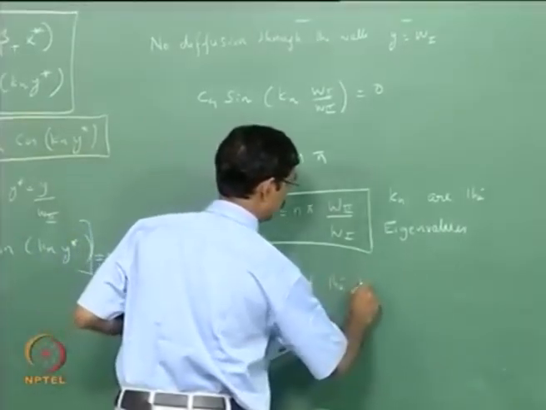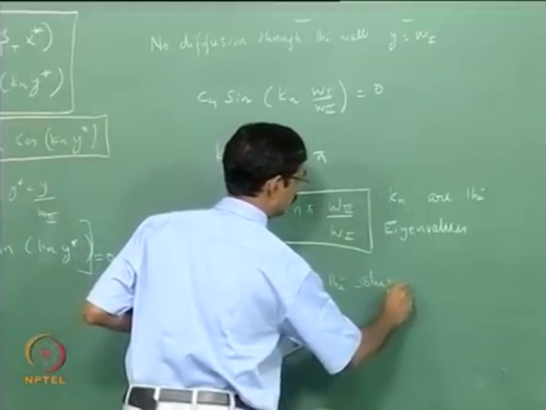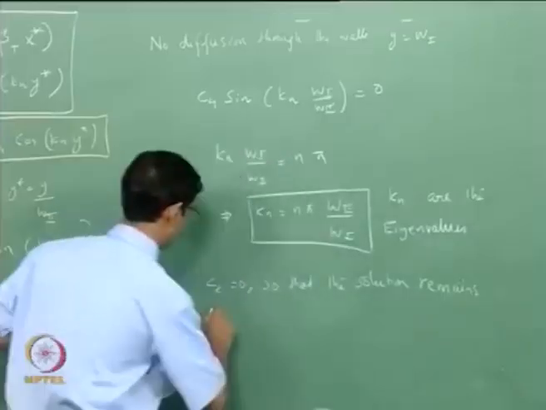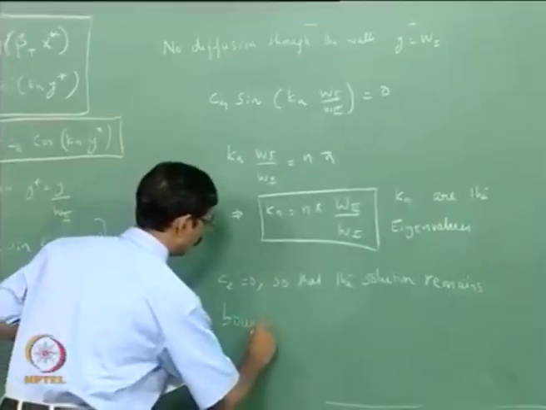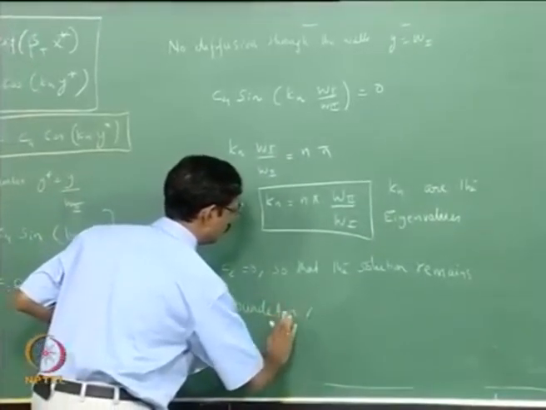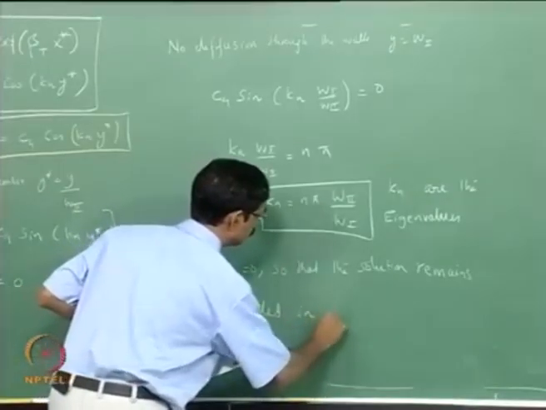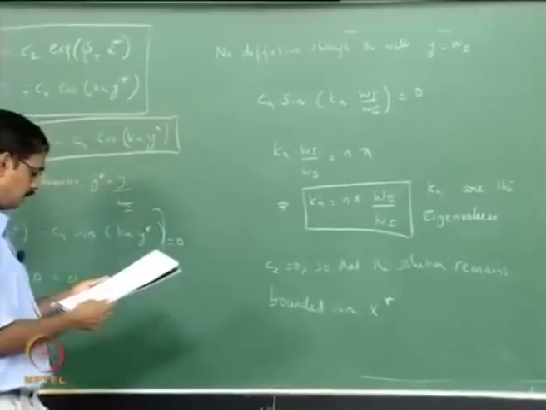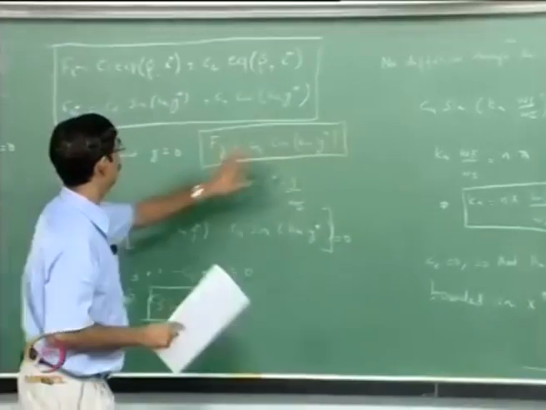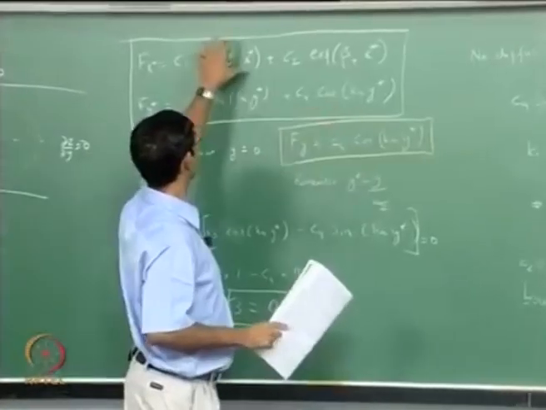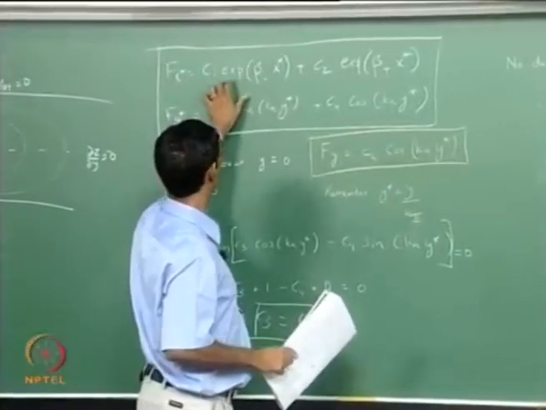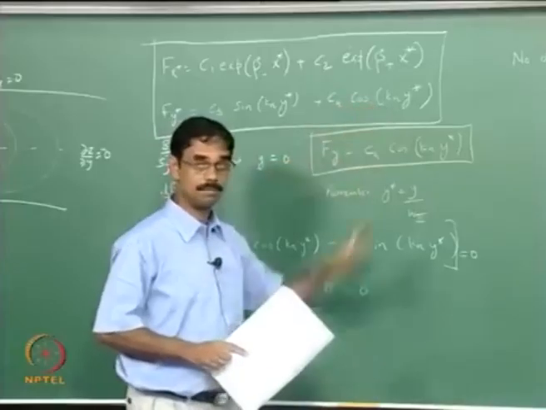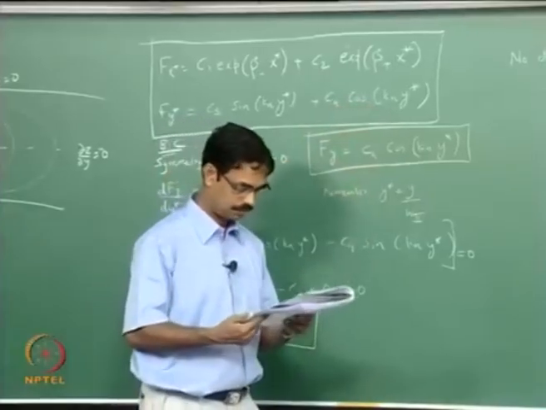so that the solution remains bounded in x star. So we just have this term multiplying this term: C1 e power beta minus x times C4 cos kn y star, okay, that's all.